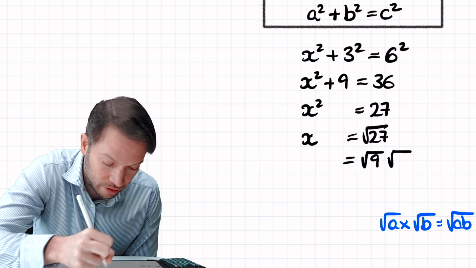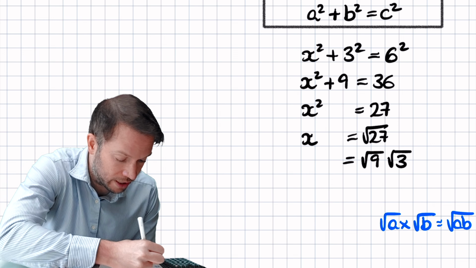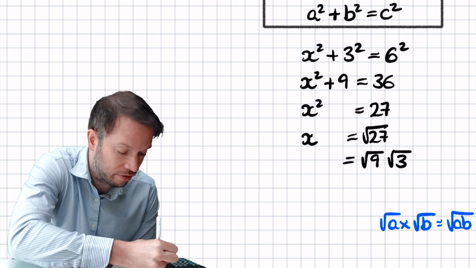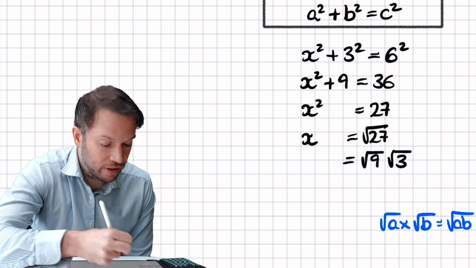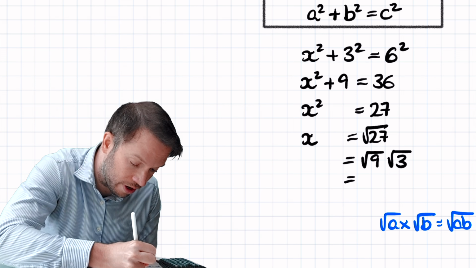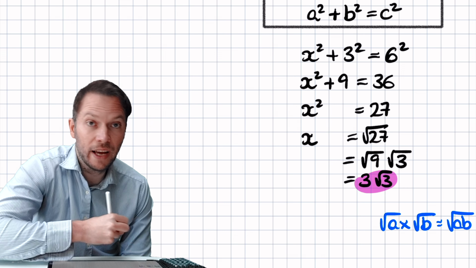Well, it's 3. So we can write root 27 as root 9 root 3, because as per this rule here, if we had root 9 times root 3, it'd be root 9 times 3, which is 27. So that's why this works. The reason why we put the square number first is because then the square root of 9 is 3. So we can write that as 3 root 3, and now that is in simplified surd form. So that is the final answer.